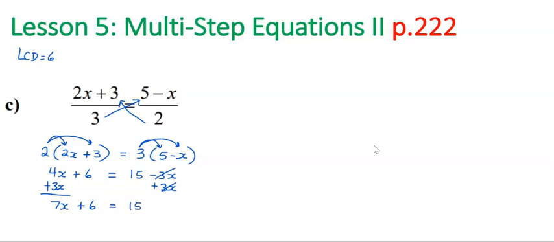Now I'm going to move my 6 over to the right through subtraction, canceling, and I'll put my answer over here. 7x is equal to 15 minus 6, which is 9. And my final step is the division. I'll divide by 7 on both sides of the equation. X is equal to 9 over 7.